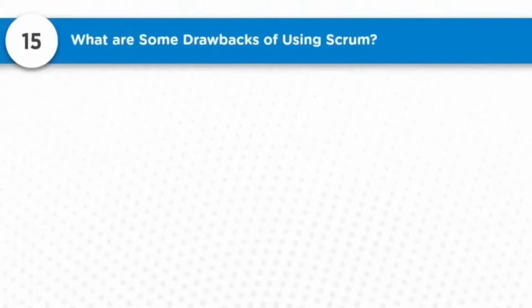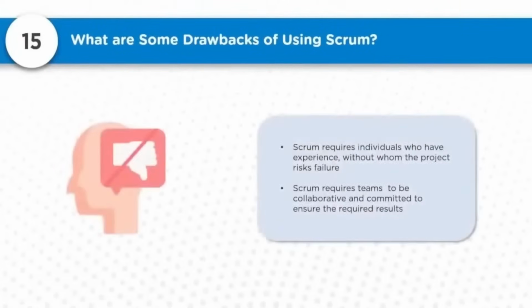So next question is, what are some drawbacks of using Scrum? So Scrum requires individuals who have experience, without whom the project will have a risk of failure. So if one does not have the capability, it is difficult. Scrum requires the team to be collaborative and committed. So individuals collaborating itself is a big challenge in many organizations. So bringing this into place is very important when you want to adopt Scrum.